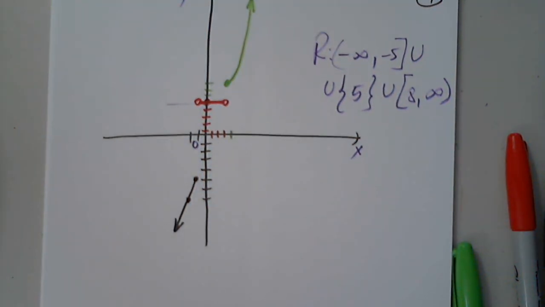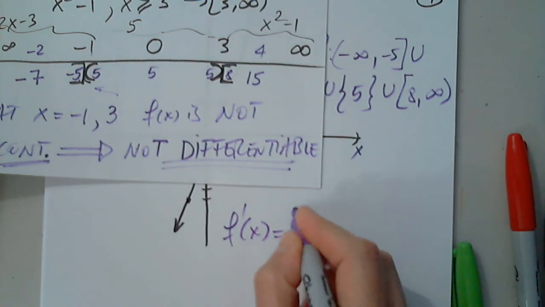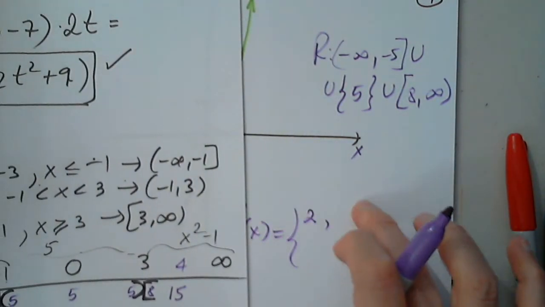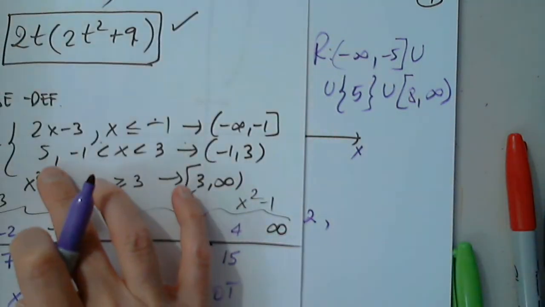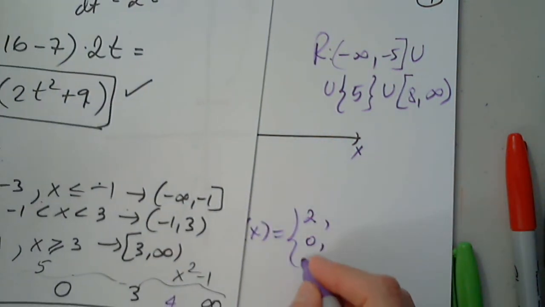So now back to this function. Is it okay? So now let's determine the derivative. The derivative for this is 2. The derivative of 5 is 0. The derivative of this is 2x.